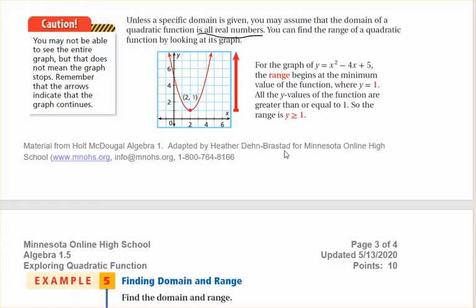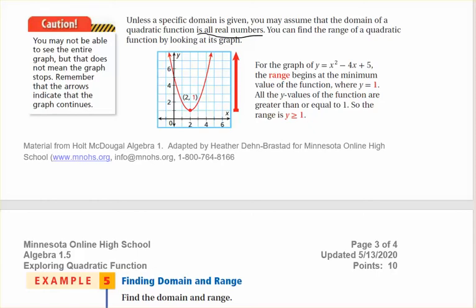The range is what the possible y values are. The range will not be all real numbers because you can see in this example the range never will go below the vertex, so it'll never go here. In this example, the range is that y will be greater than or equal to 1.